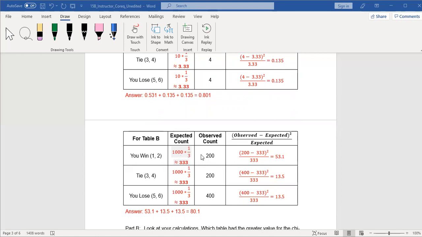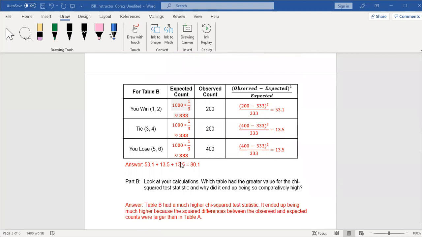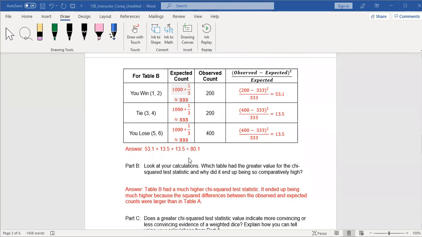So basically you get the difference, which is observed minus expected, all the time. Then you square it and divide by expected. So you get these numbers, and you add these numbers up. That is basically the answer for the chi-square test statistic.